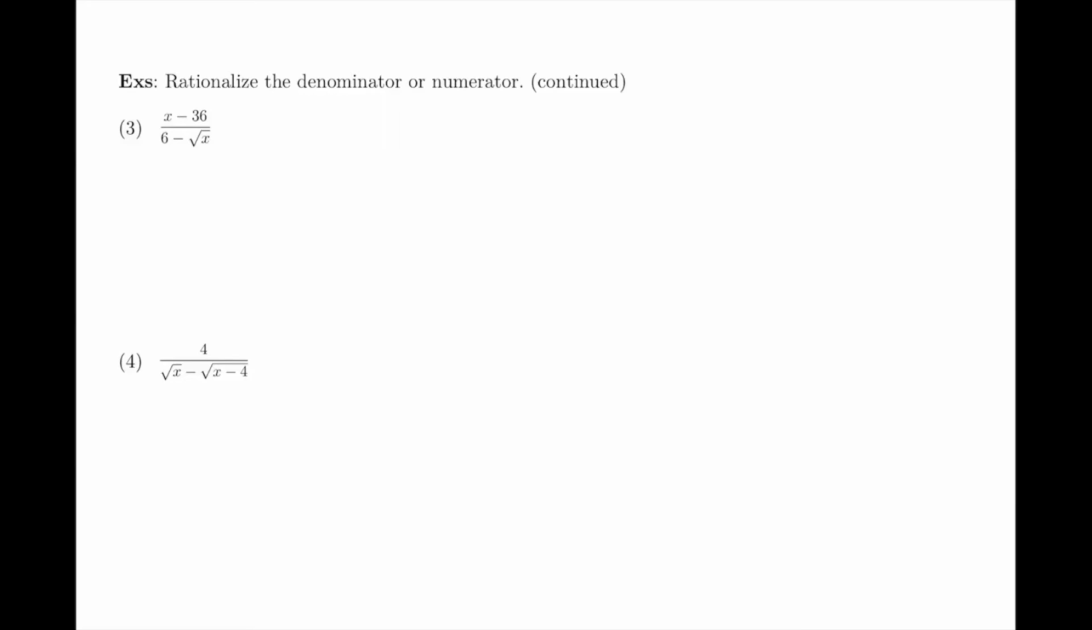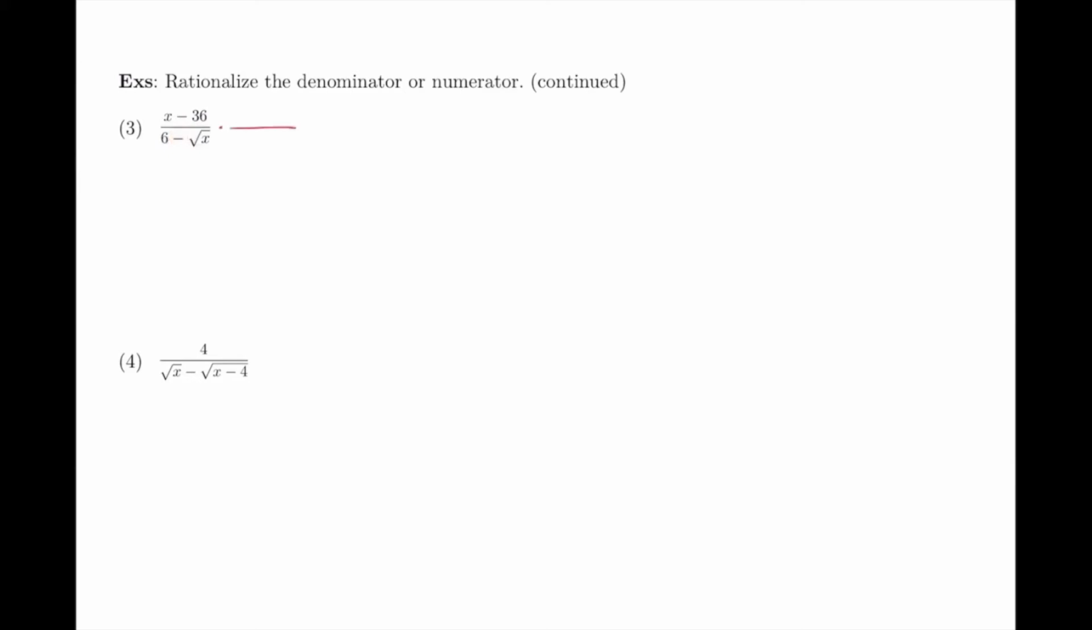In example 3, we have x minus 36 over 6 minus the square root of x. Now here we see that the radical lives in the denominator, and it's part of a two-piece thing separated with a minus. So here we want to also do a conjugate thing where we're going to find the conjugate by looking at the denominator. Okay, so what we'll do is look at where the radical is and just change the sign in between the radical part and whatever else is there.